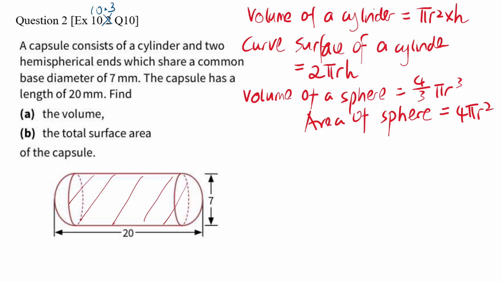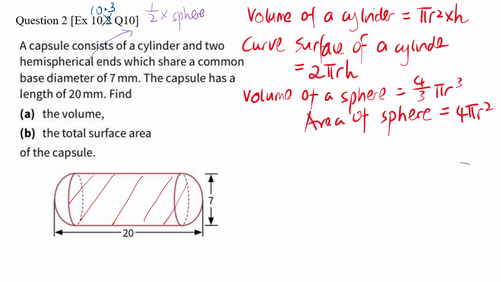Right, and both ends are hemispherical. Hemispherical, it's half of a sphere. If you take the sphere like a watermelon, and you just chop it right in the middle into 2 equal halves, it will be called a hemisphere.